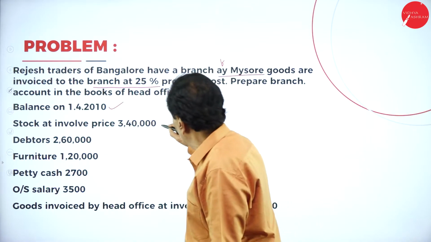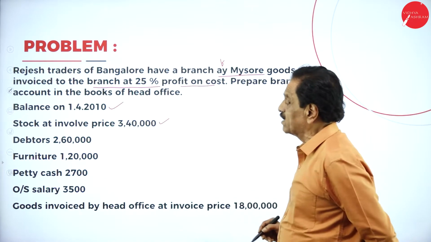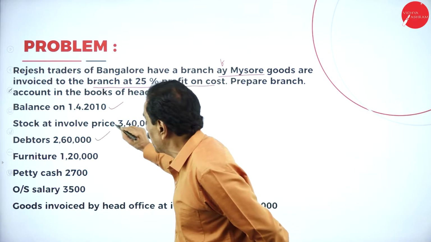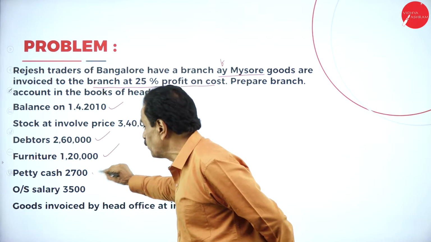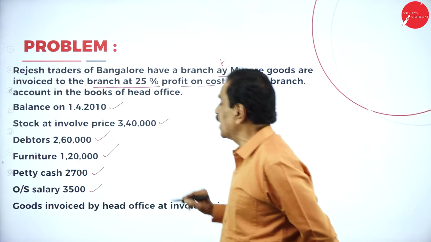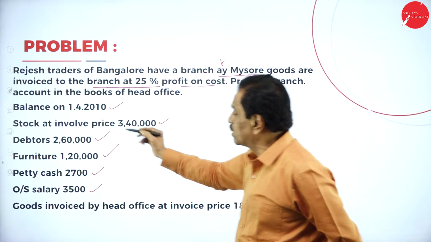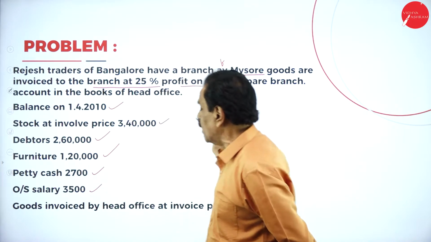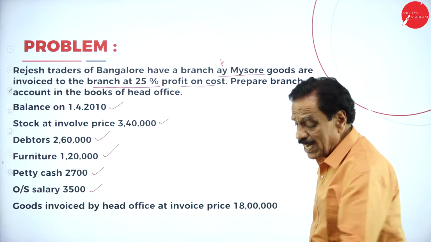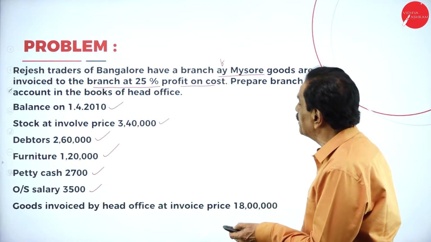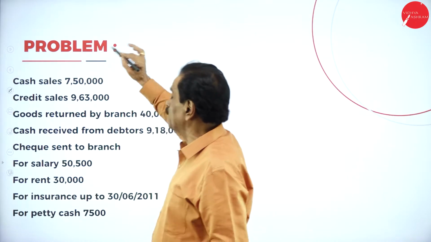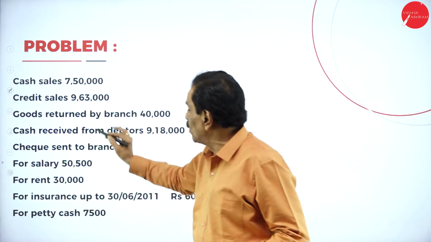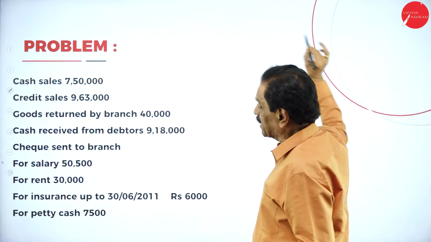Stock at invoice price is 3,40,000. Invoice price means it includes the profit. Opening debtors, opening furniture, opening petty cash, opening outstanding salary will come on the debit side of the branch account. Goods invoiced by the head office, 18 lakh, will come on the debit side. Cash sale will come on the credit side, by bank account. Credit sale will come in the debtors account. Goods returned by the branch will come on the credit side.